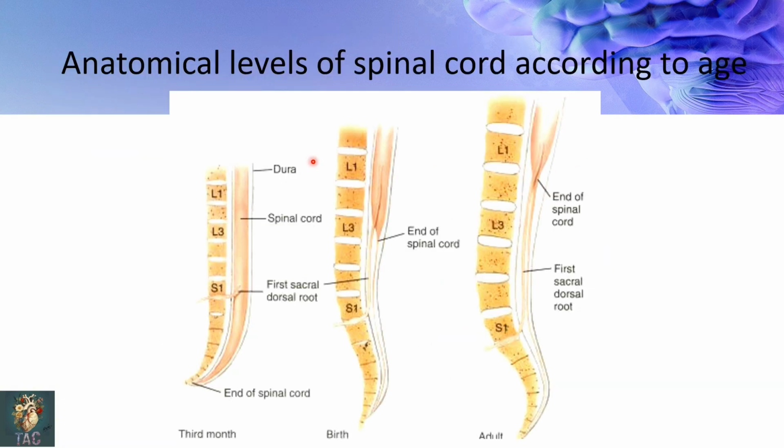So these are the different anatomical levels of the spinal cord according to the age and corresponding to different vertebrae. In the third month of intrauterine life, the spinal cord occupies all of the vertebral canal. But at the time of birth, it is present behind the L3 vertebra, and in adults, it is present at the level of the intervertebral disc between vertebrae L1 and L2. So these are your MCQs as well: what are the different anatomical levels at different ages.